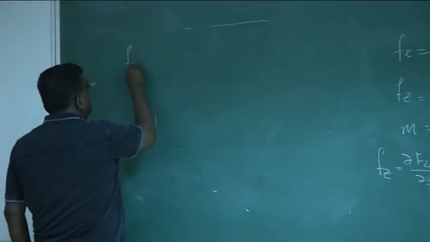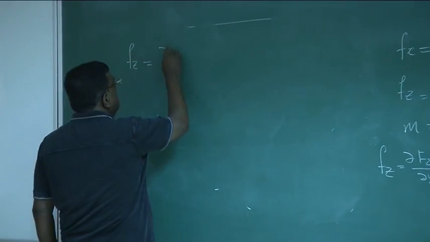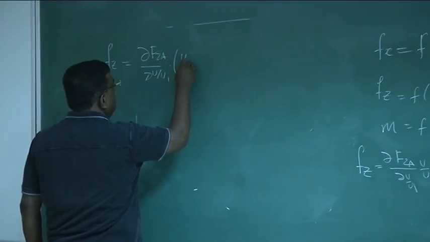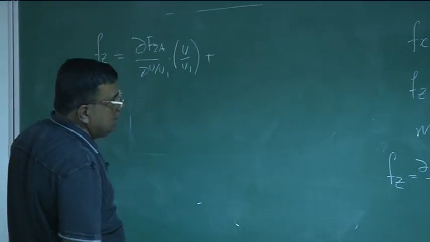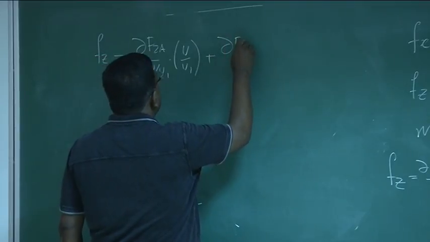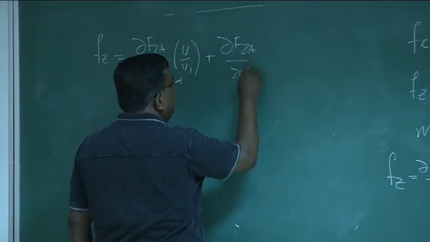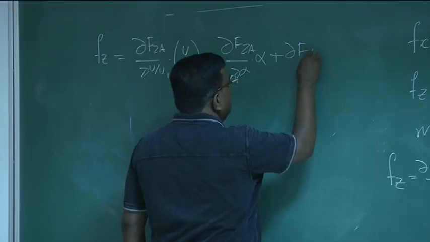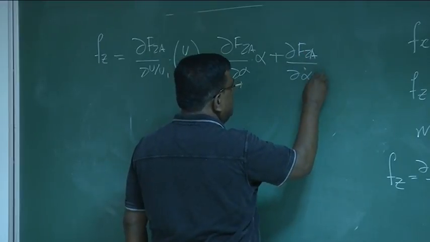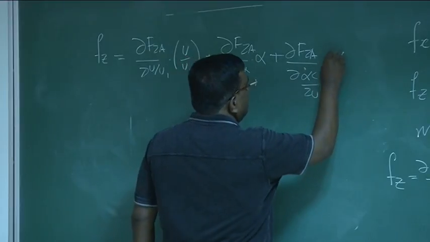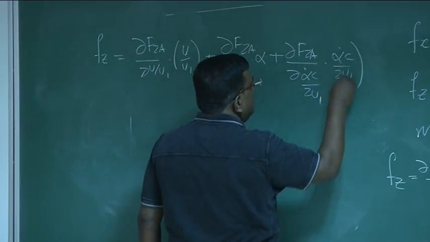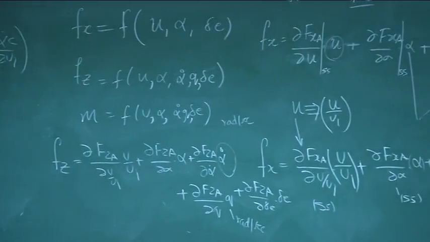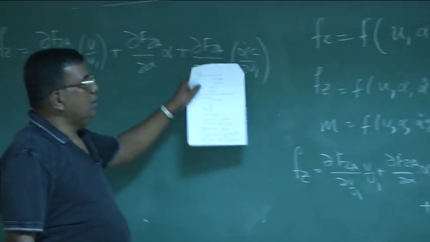We write fz equal to dfza by du by u1 into u by u1 plus dfza by d alpha into alpha. No problem, everything is fine. But the moment I come to dfza by d alpha dot, I write it like this: d alpha dot c by 2 u1 into alpha dot c by 2 u1. Again you see alpha dot, I have replaced by alpha dot c, c is the chord, by 2 u1, and that is a non-dimensional quantity.